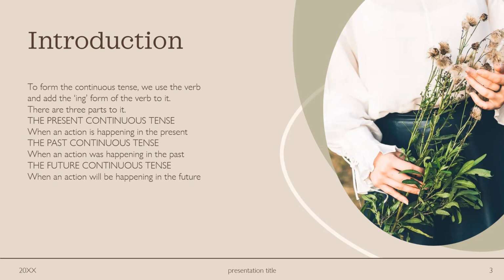The future continuous tense, when an action will be happening in the future. So it has not happened, it is not happening, but it will happen. It may happen after a second after this, or it might happen a year later, or it might happen maybe 10 years later. But if it is in the future, then you have to use the future continuous tense.